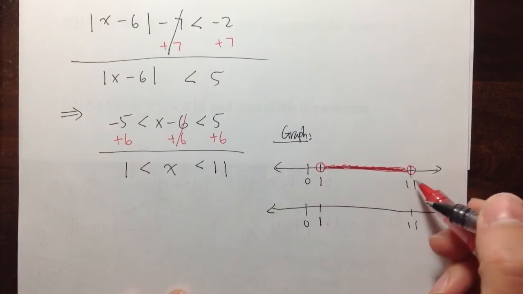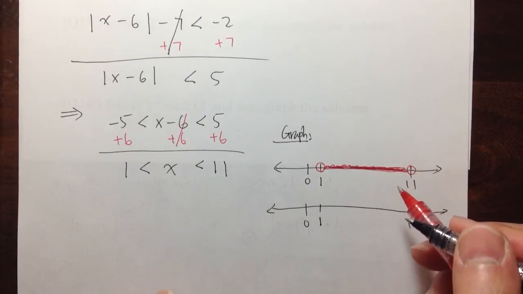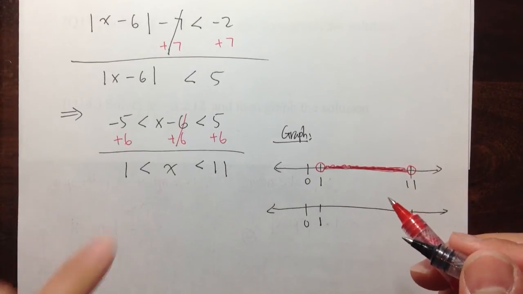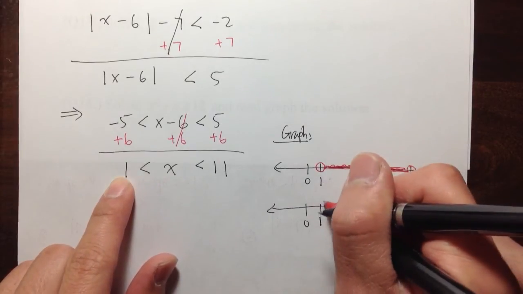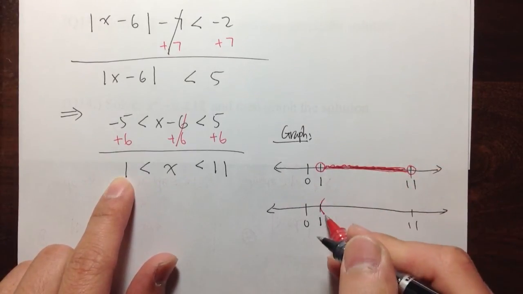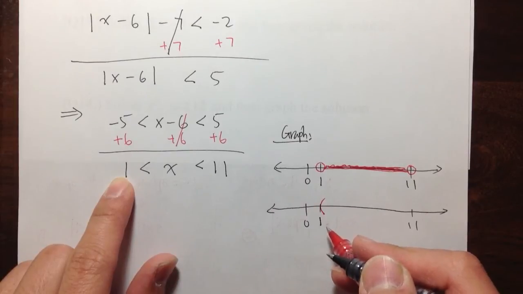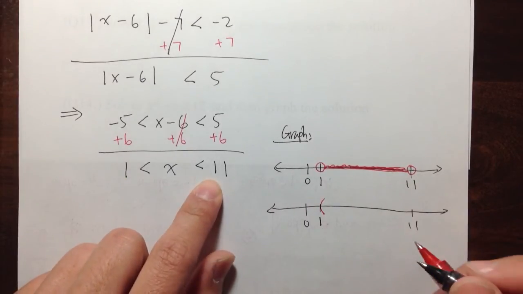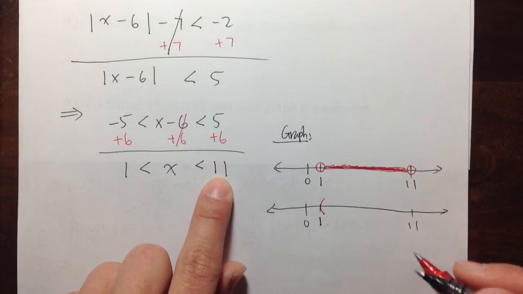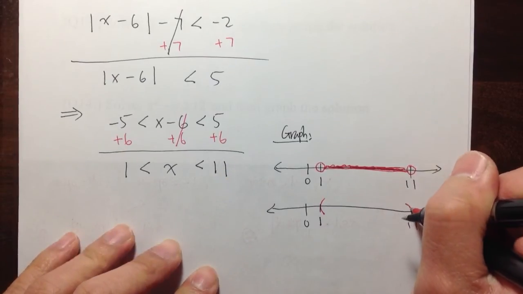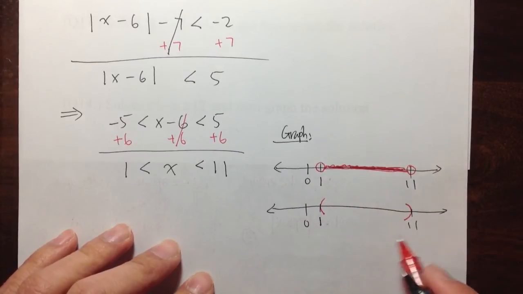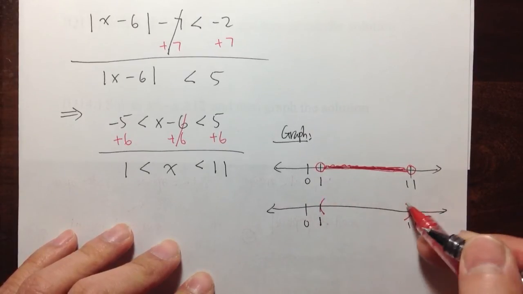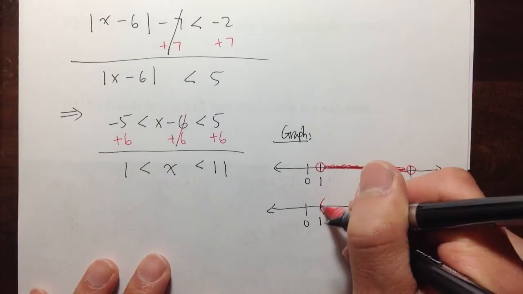Instead of using an open circle, we are going to use either a bracket or parentheses. Here, again, we are not going to include the 1, so I'm going to use a parenthesis. This indicates that we don't want to include the 1. Okay? And then for the 11, I don't want to include the 11 as well. So I'm going to use a parenthesis at the 11. X is in between 1 and 11. That's why my parentheses go this way and that way. Then I'm going to shade in the middle.